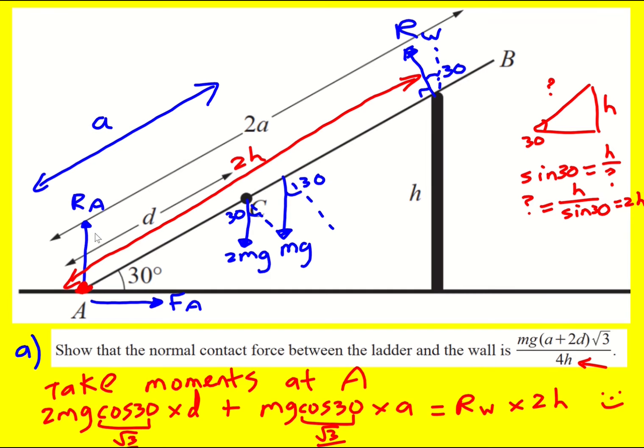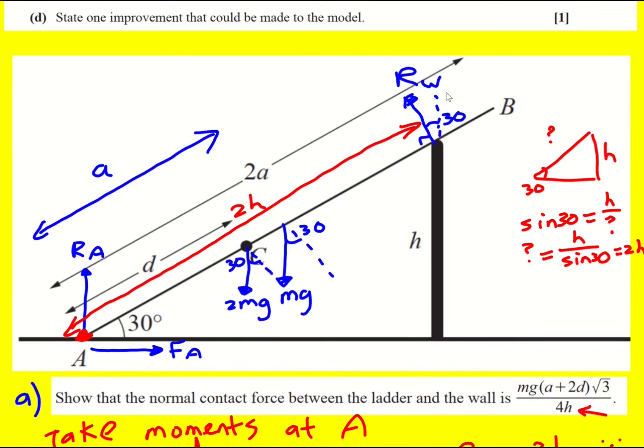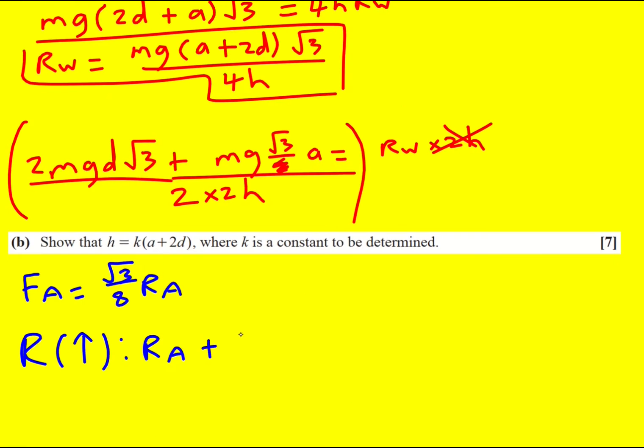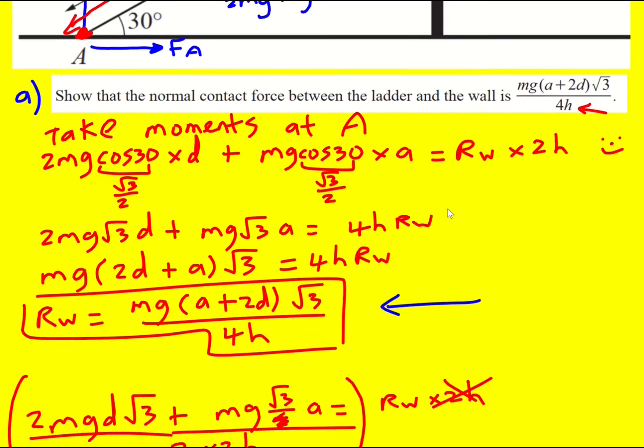So resolve vertically. Then I'm going to get Ra plus the vertical component from Rw. So it's going to be Rw cos 30. Now remember, we have found Rw in the first part. Here it is. But I'm not going to write that in at the moment. Okay, that's quite complicated. So let's just leave it in terms of Rw. And that is going to equal the weight acting down, 3 mg.